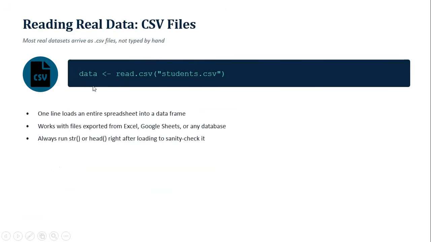If you want to load a CSV file, use this line: data <- read.csv("entire path"), and then View(data). Then you can read the CSV file. This one line loads an entire spreadsheet into a data frame. And always run str or head immediately after loading a CSV or any file. It's the fastest way to catch a column that imported wrong before it causes problems.